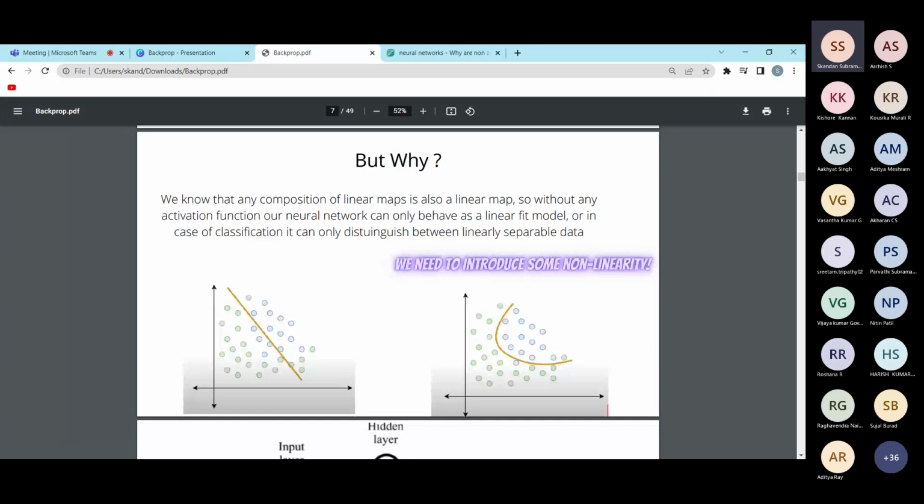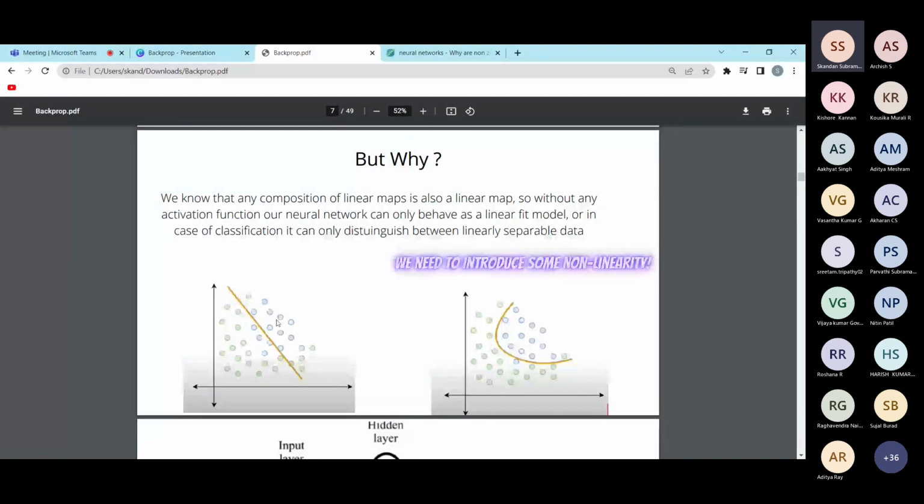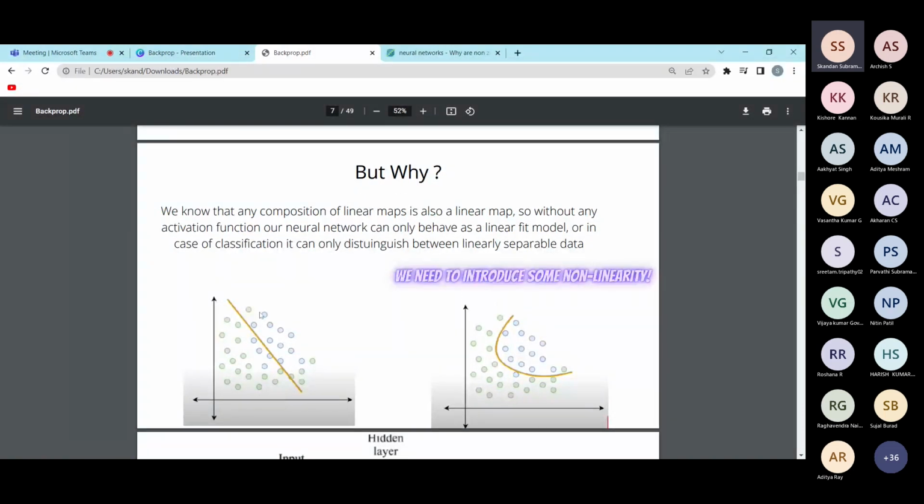But we want neural networks to perform one step better. For example, take a look at this classification problem over here. Without any activation function, it will just try to give the best fit line which separates as many blue and red data points as possible. But ideally, we want something that understands this environment better and creates a much better boundary, which is most of the time non-linear. So to introduce this non-linearity, we add some activation functions.